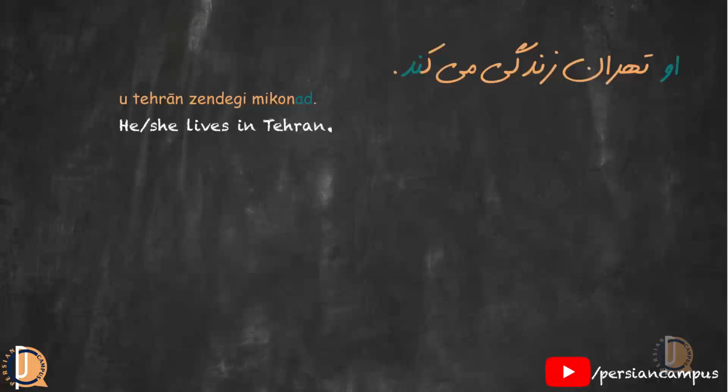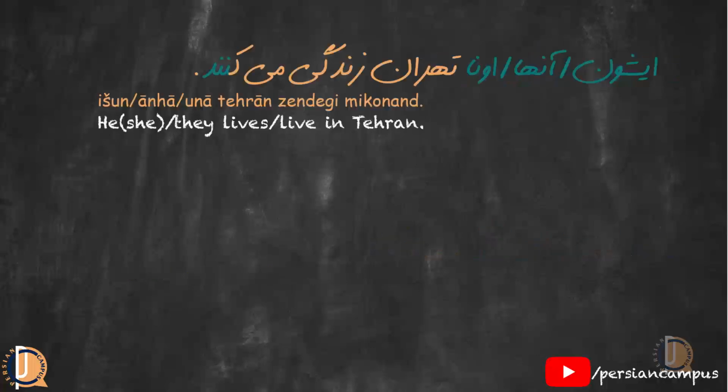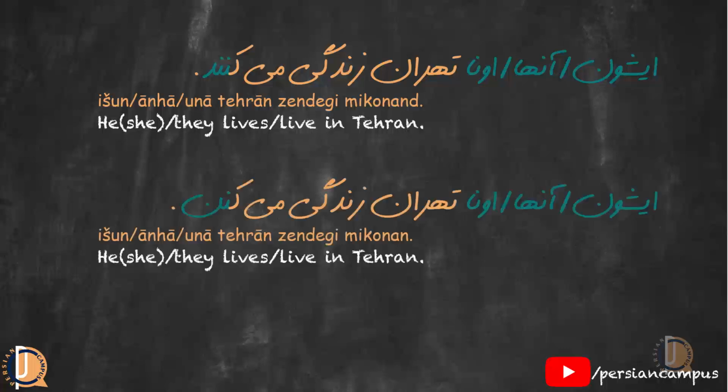اون تهران زندگی میکند. اون تهران زندگی میکنه. ایشون or آنها or اونا تهران زندگی میکنند. ایشون or آنها or اونا تهران زندگی میکنن. If you are confused when to use which pronoun, you can watch our videos on this topic on Persian Campus. The link can be found below in the description.